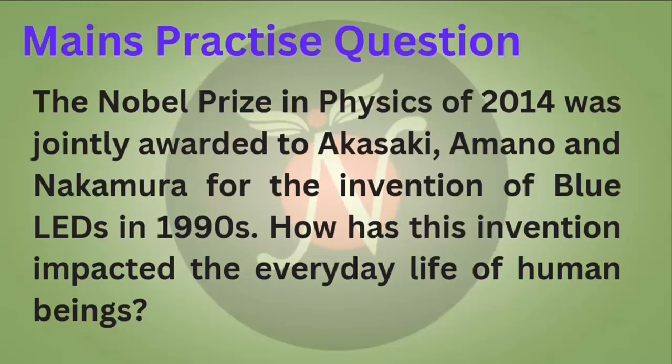Moving further to our mains practice question, the question says: the Nobel Prize in Physics of 2014 was jointly awarded to Akasaki, Amano and Nakamura for the invention of blue LEDs in the 1990s. How has this invention impacted the everyday life of human beings? You have to answer this particular question in 250 words. Write your answer and send it to us on our WhatsApp number to get it reviewed.